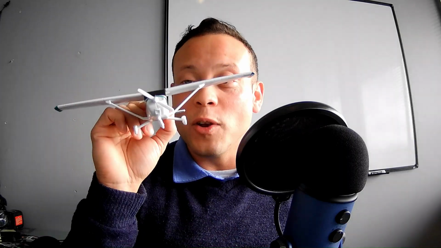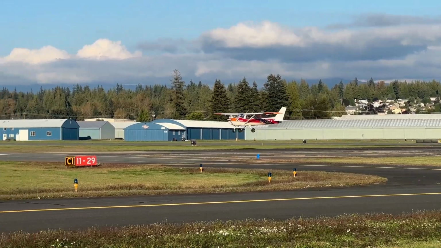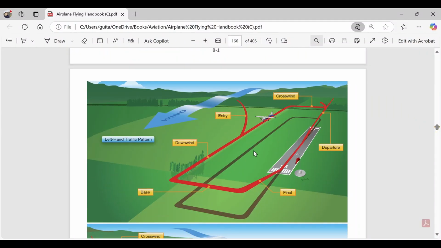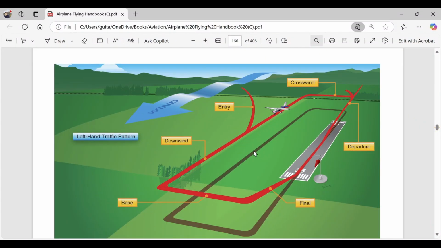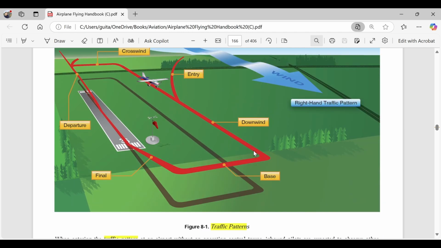If you're too high, you can always throw in a slip, where you bank your wings into the wind and then use opposite rudder to maintain centerline. That will increase your descent rate. And remember, landing is just slow flight over the runway. If you're entering the traffic pattern in the air, the standard entry is to make a 45-degree angle to the downwind leg at pattern altitude.